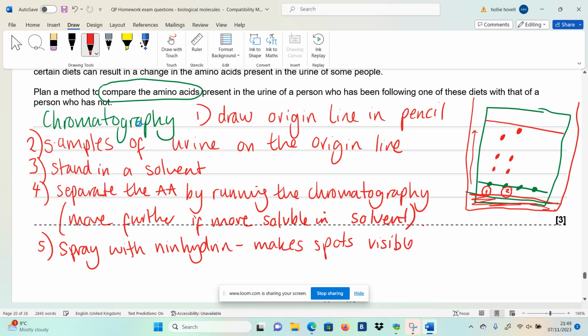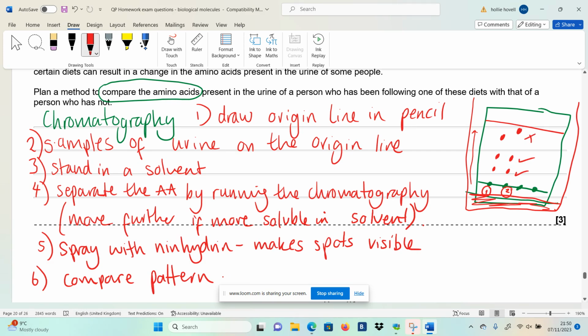And then you compare the pattern. So in this one, for example, you can see that they've got two amino acids that are the same. That one's the same, that one's the same. These have moved different distances. They've obviously got different solubilities. They're obviously different ones just there.